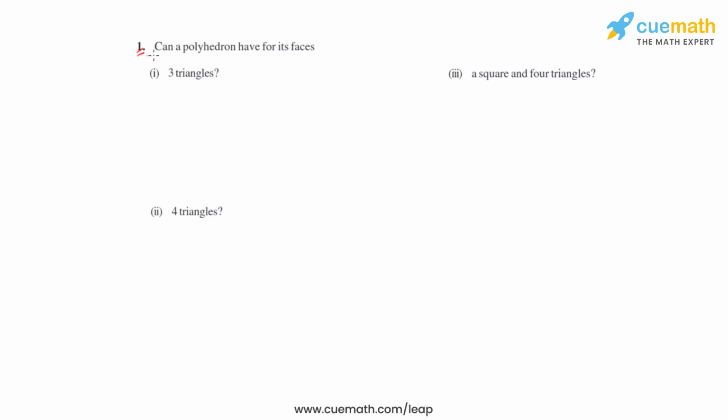In question number 1 of this third exercise, we'll have to state whether a polyhedron can have 3 triangles for its faces, 4 triangles for its faces, a square and 4 triangles for its faces. Now we already know that a polyhedron is a solid with a minimum number of 4 faces. Now based on this concept, we'll answer the 3 parts of this question.